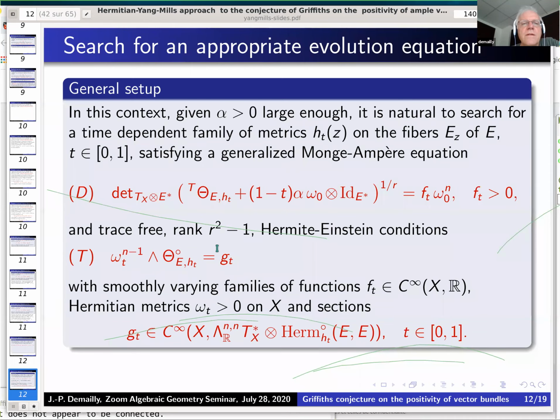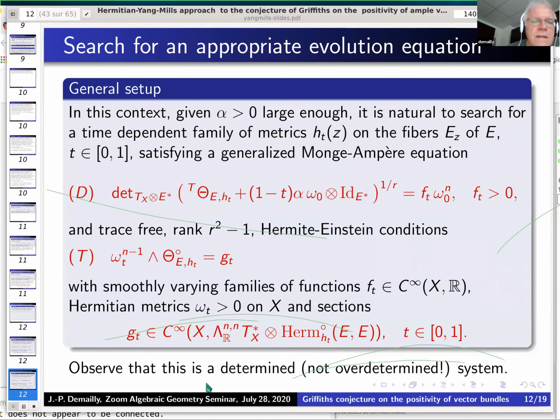But this equation by itself is not enough. So now you add the trace-free rank R²-1 Hermite-Einstein conditions, which I write here in a simpler form. I've chosen before some choice of g_t, but you could a priori put any right-hand side g_t. So the combination of these two equations now has the correct rank, R². And now the point is you have to choose appropriately the right-hand sides, f_t and g_t, to have any chance of getting solutions.